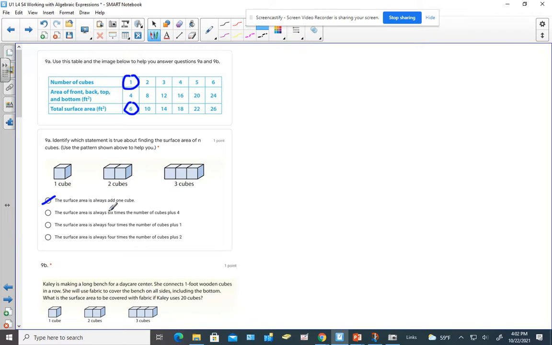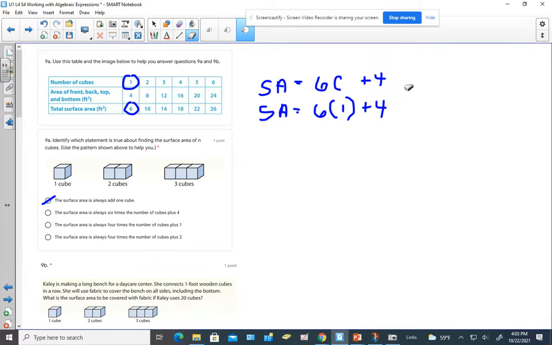The surface area is always 6 times the number of cubes plus 4. So in other words, we're saying surface area is always 6 times the number of cubes plus 4. That's what this is saying. So if we substitute in the values, let's try the first pair here. If we put in 6 and we substitute in 1 and add 4 to that, are we getting 6? And we wouldn't be, right? Because we'd be getting 10. So that's off the list. We're not going to pick that. Let's look at the next choice.